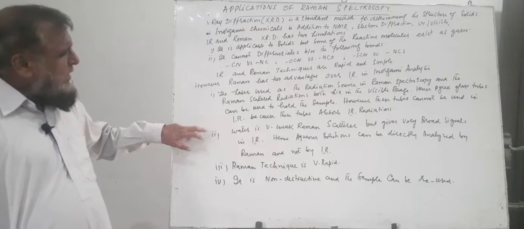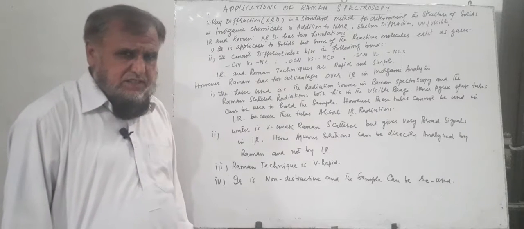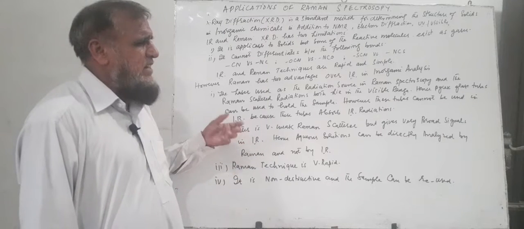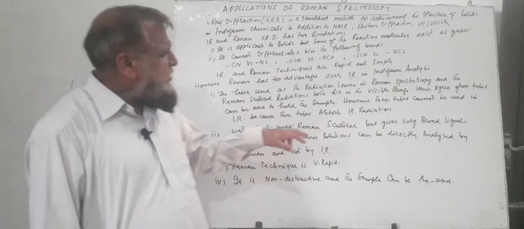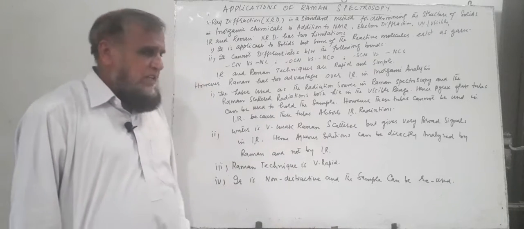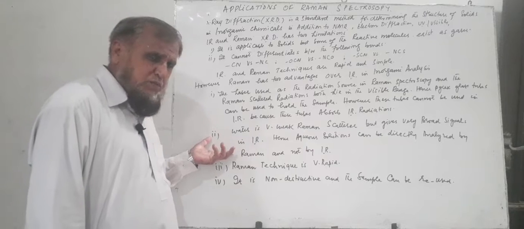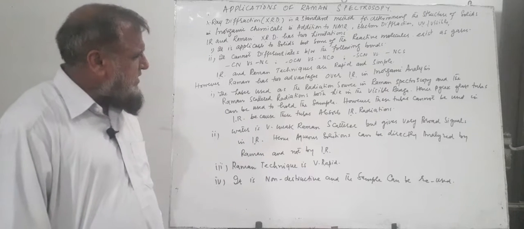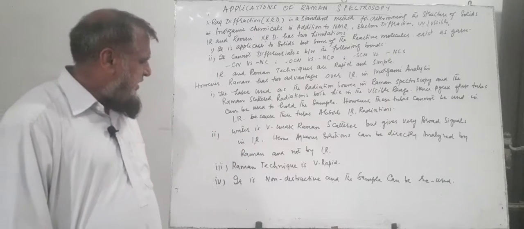Second, water is very weak Raman scatterer. It does not absorb or absorbs a little in Raman spectroscopy, but it gives very broad signals in infrared spectroscopy. Therefore, in Raman spectroscopy, we can use aqueous solutions directly and they cannot be used in IR.